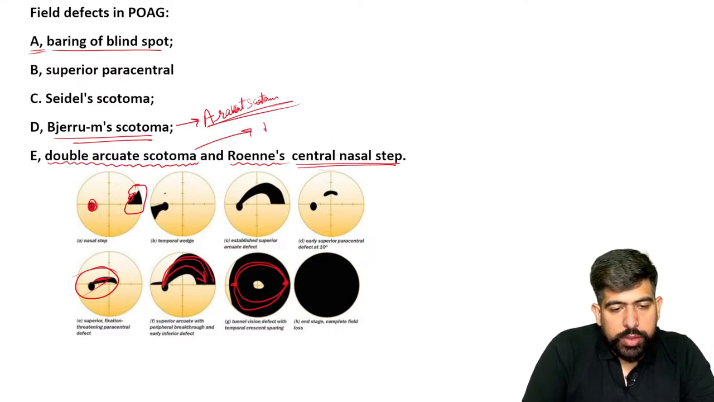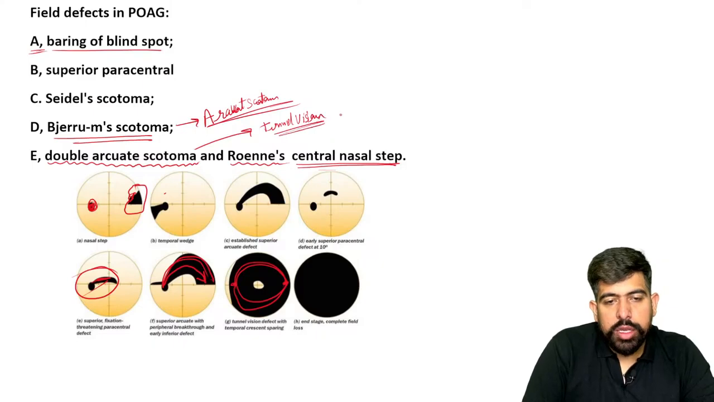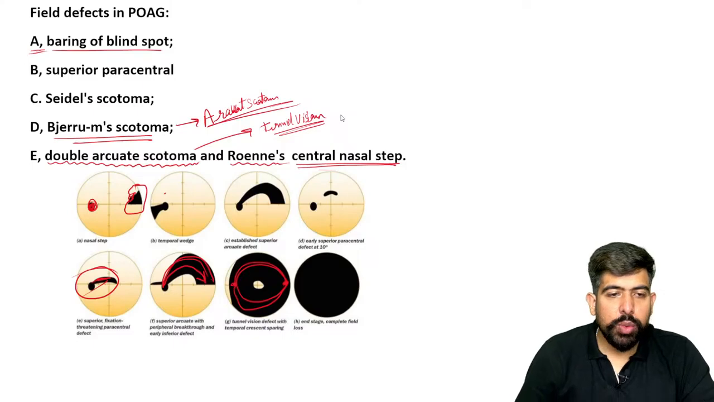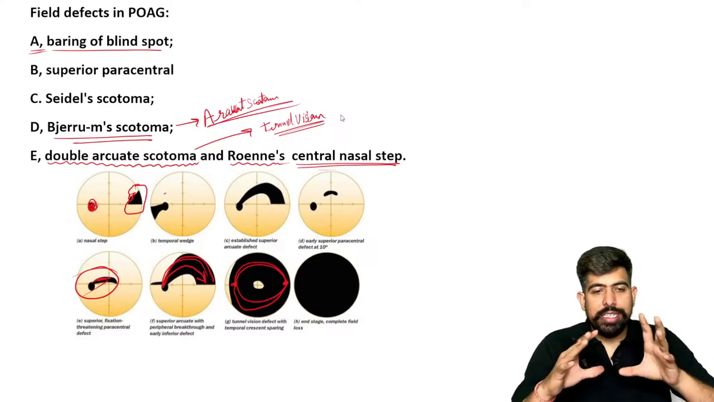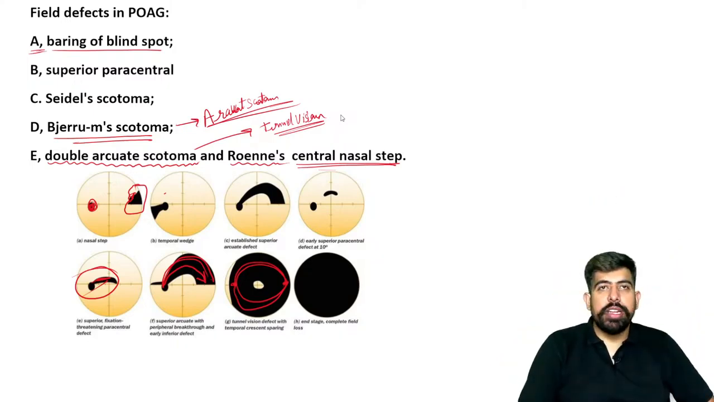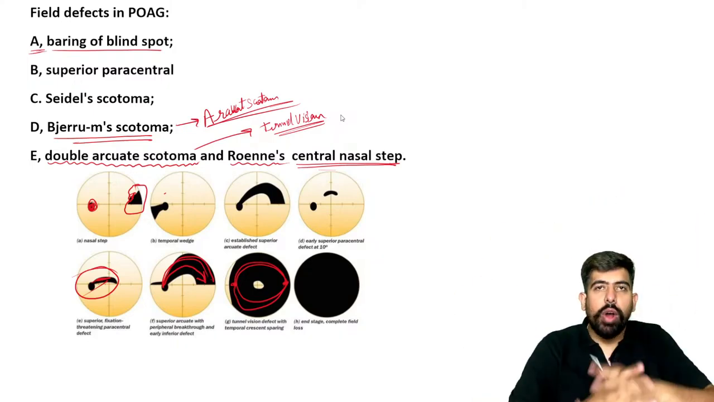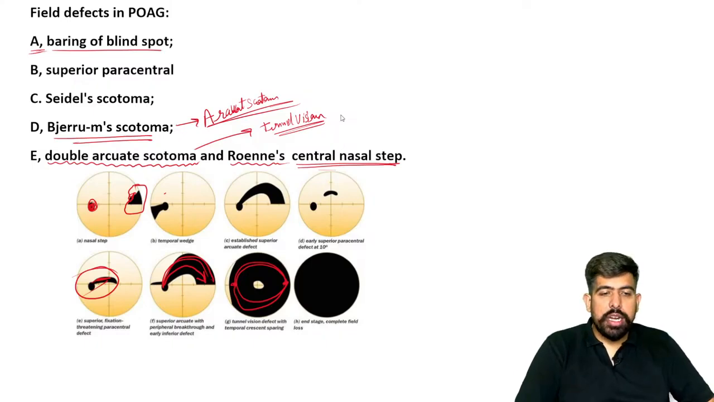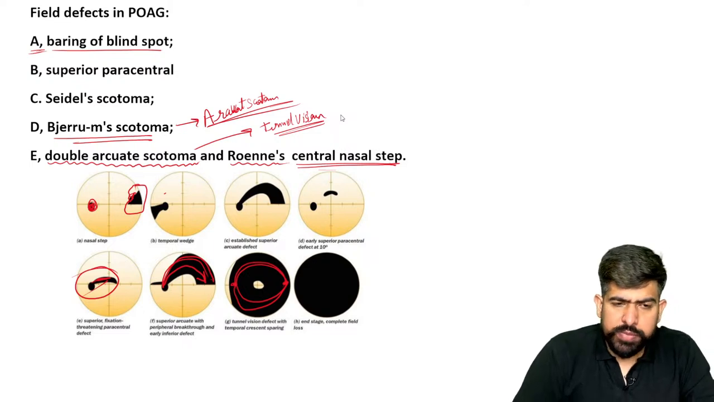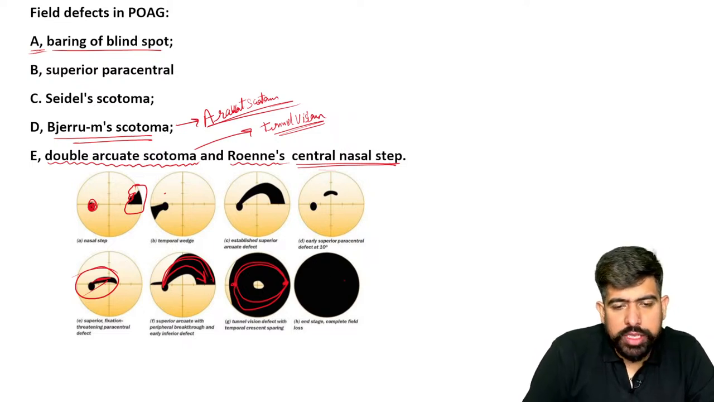This double arcuate is known as tunnel vision. The patient has tunnel vision, like when we are passing through a tunnel. What we can see, guys, is only a small part of the visibility, light, and all the surroundings are totally dark. That is known as tunnel vision. And the last one is total scotoma.